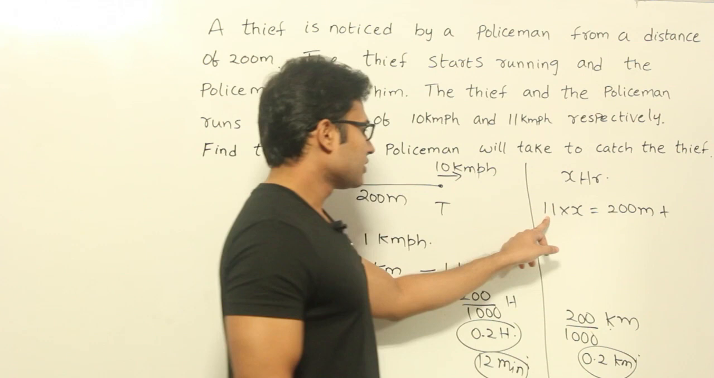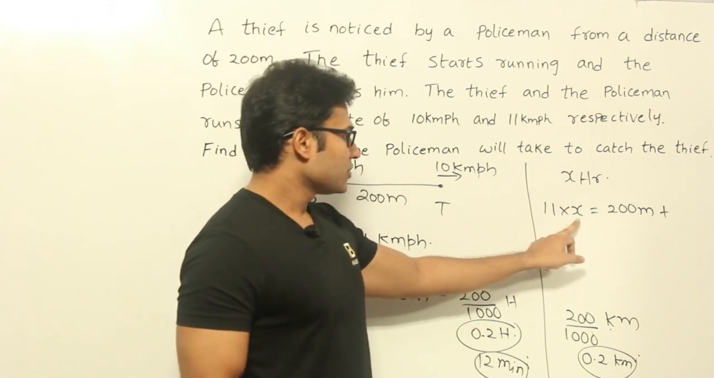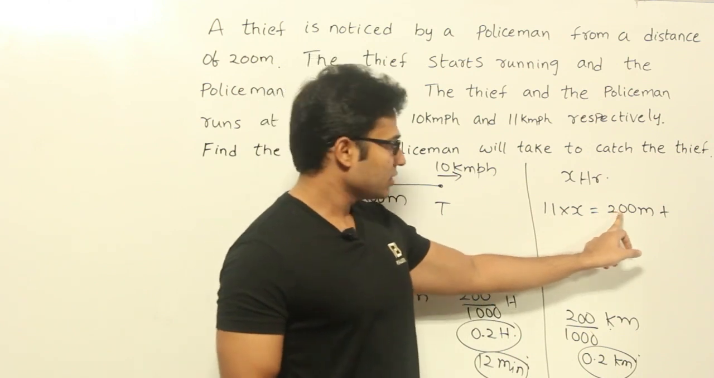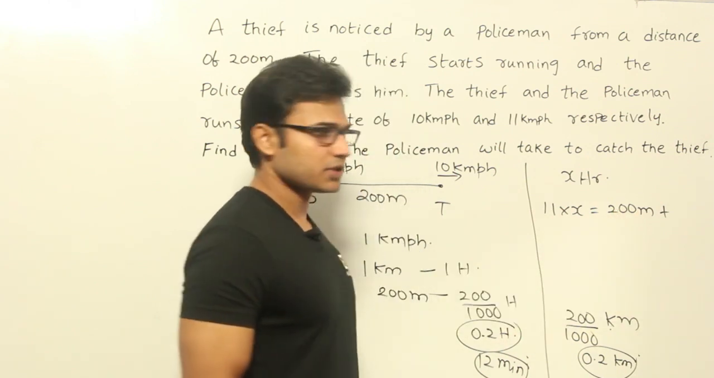Now when the speed is given in kilometers per hour, and if I am assuming that x is in hours, then this entire thing is going to be in kilometers. Therefore, convert this one also into kilometers. That is what I am trying to do here, right?